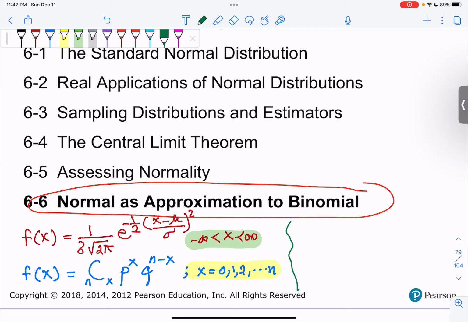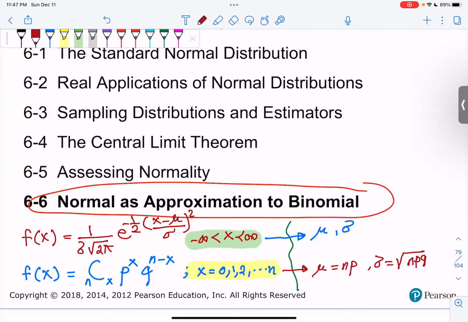For normal distribution we have two parameters: mu, the mean, and sigma, which is the standard deviation. Here, mu equals np, and sigma equals the square root of npq. But the parameters for binomial distribution are two: n, which is the sample size, the number of trials, and p, which is the probability of success.